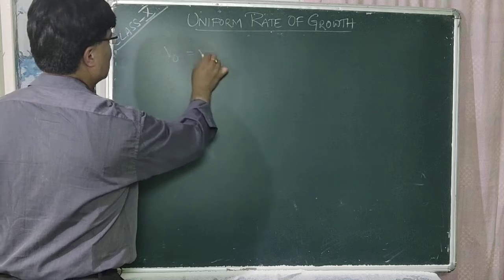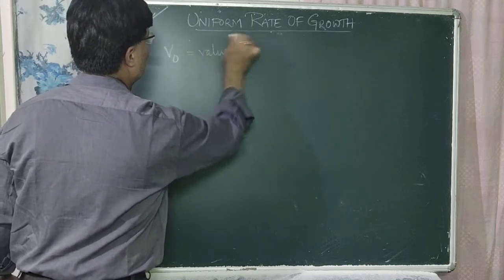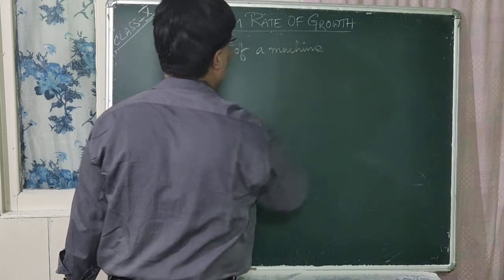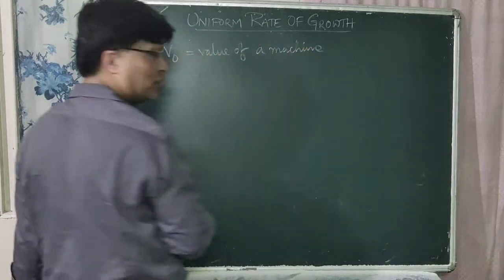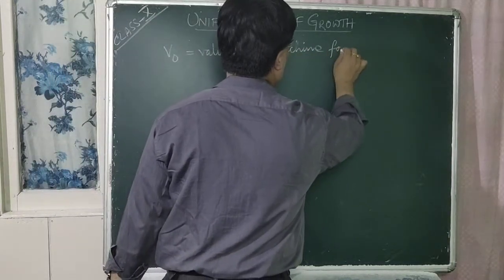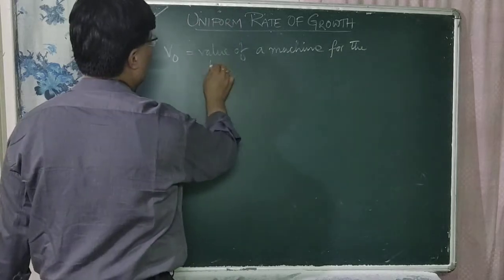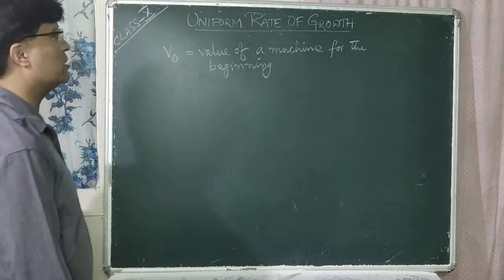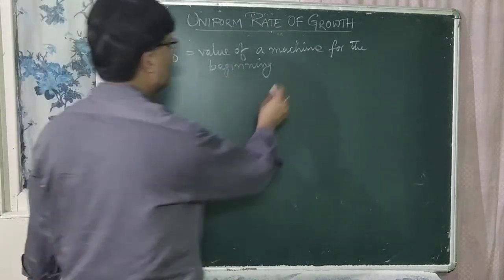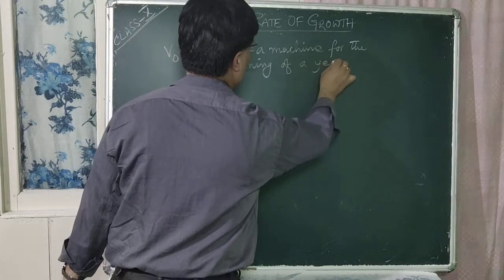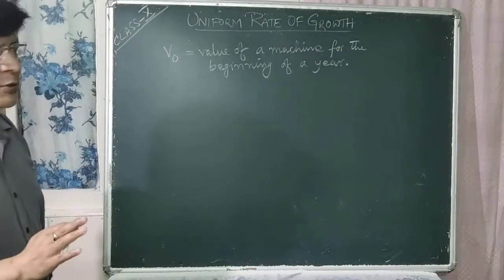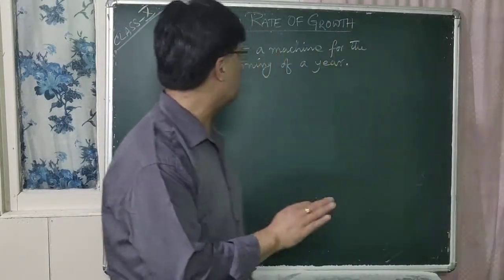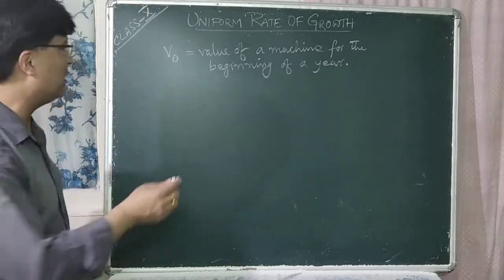V0 is the value of a machine, M-A-C-H-I-N-E, machine, for the beginning of a year. Suppose V0 is equal to value of a machine for the beginning of a year. Suppose the rate of decrease of the value of a machine be R% every year.